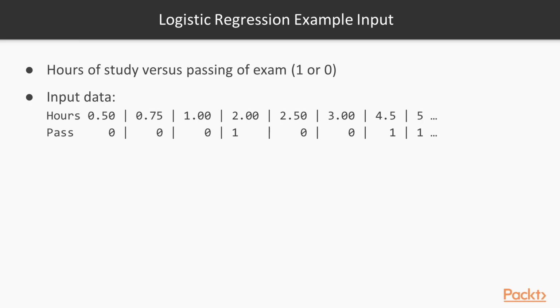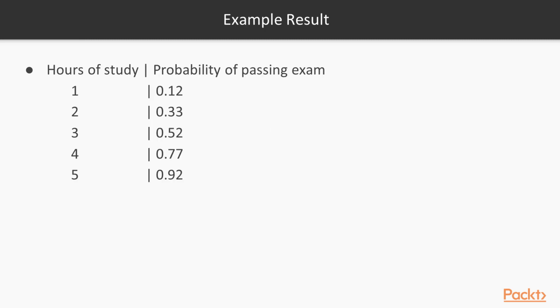We can fit the model with that data, and then the result will look something similar to this. If the student studied for 1 hour, the probability of passing the exam is 0.12. If 2, then 0.33. If 3, 0.52. If 4, 0.77. If 5, 0.92. And also, for our author-finding task, this will be an output. For the specific input data, the output will be that author A had probability 0.12, for example, then another author a higher probability, and so on, from 0 to 1 max.